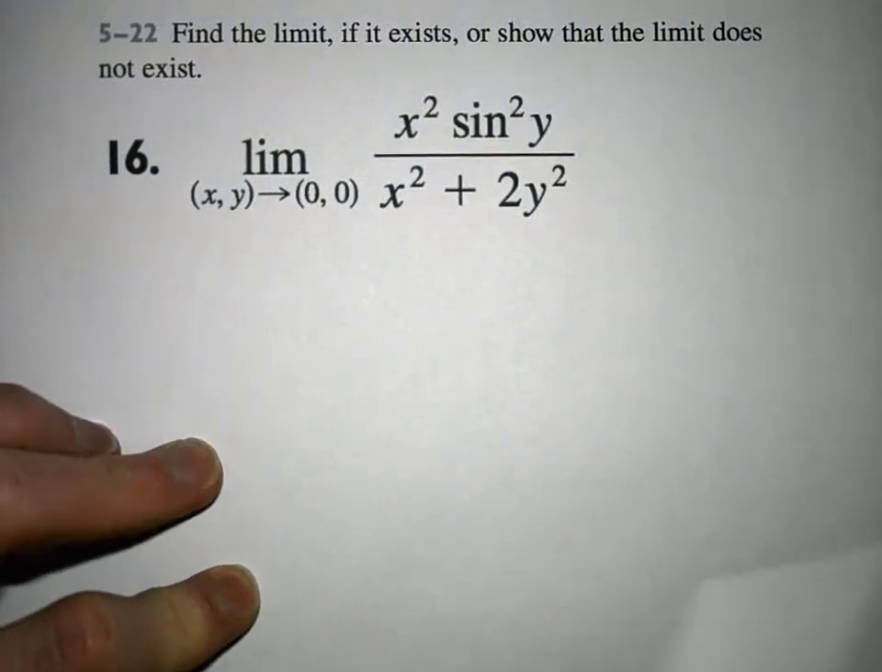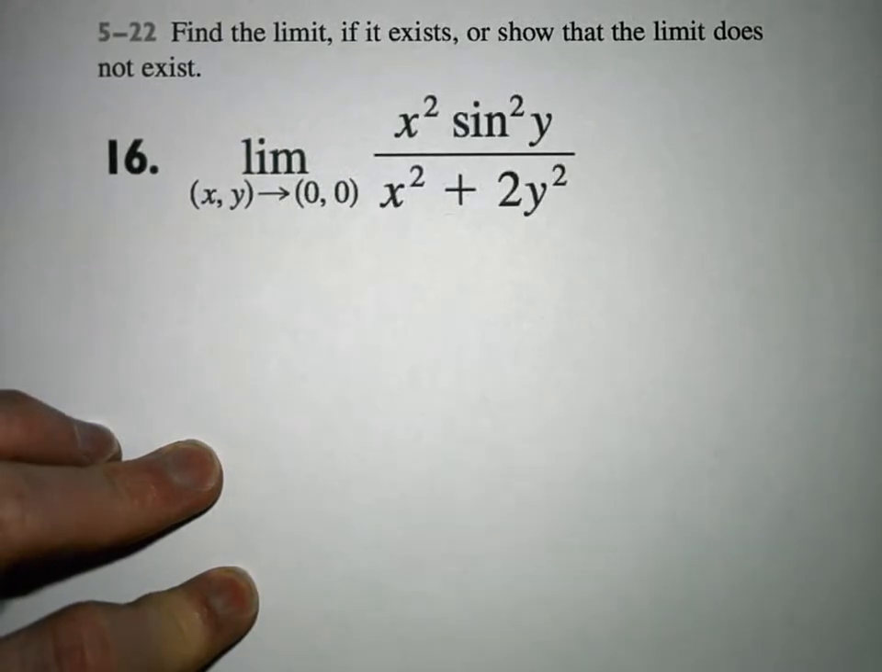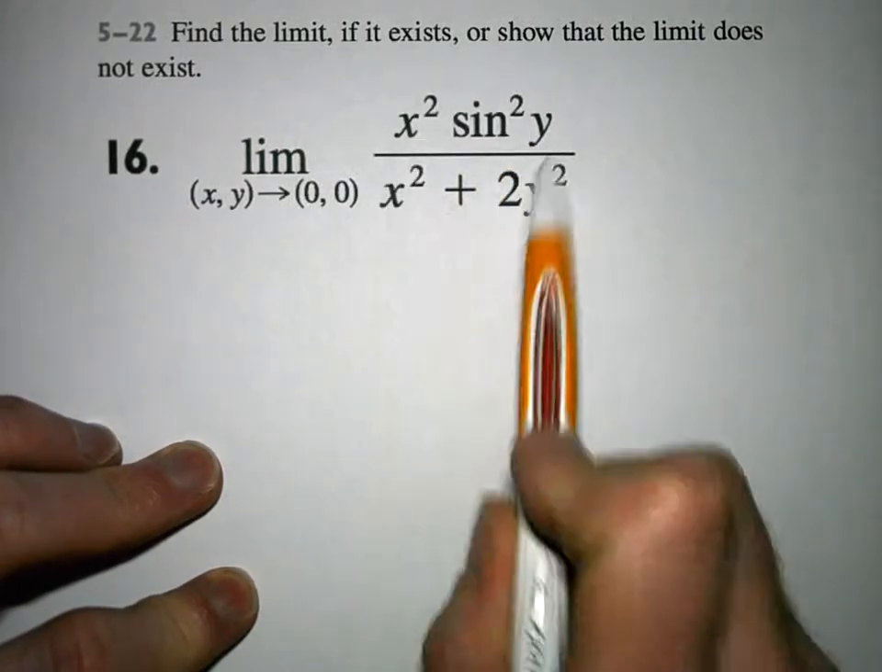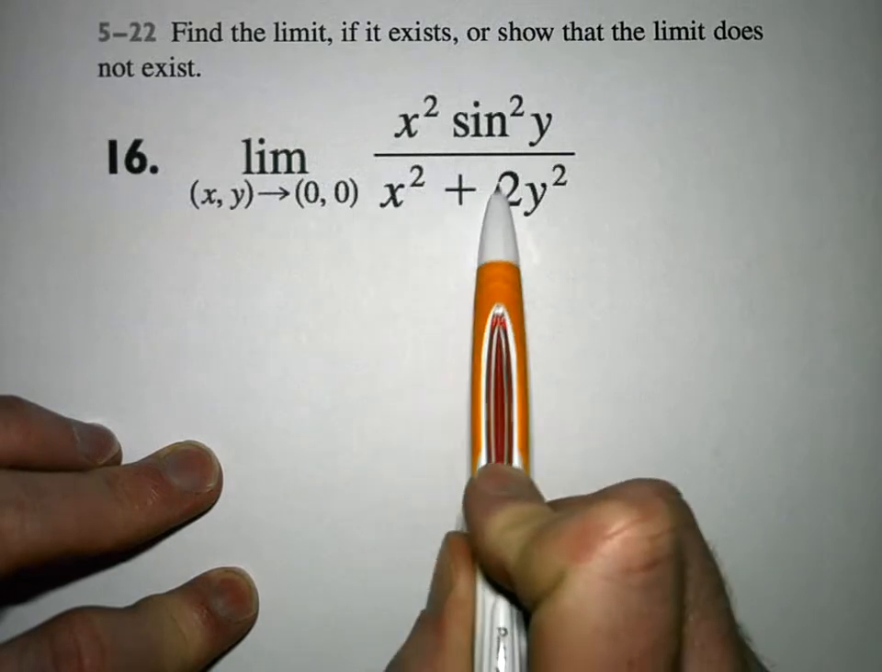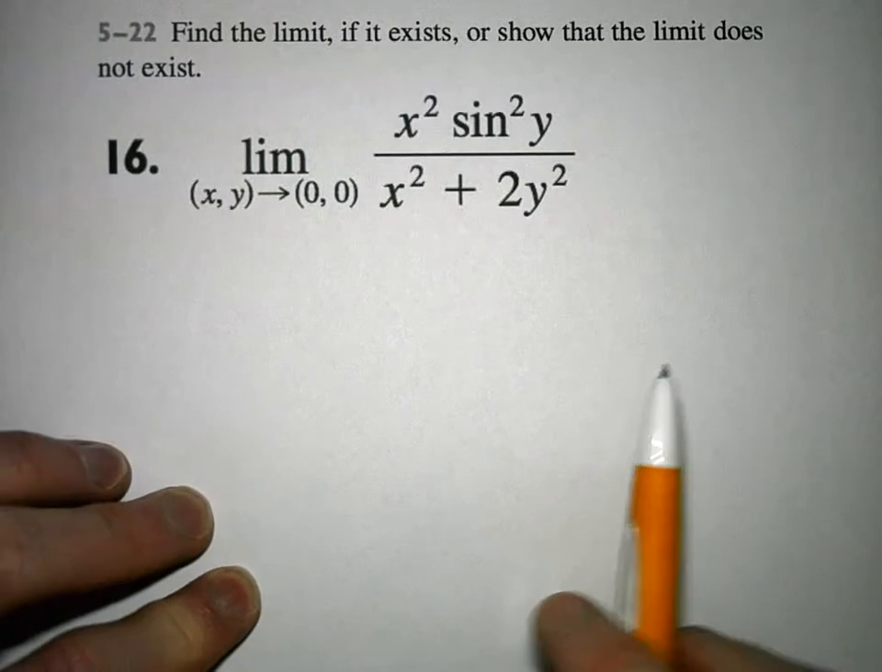Now always the first thing to do is just check whether it's a continuous function, because if it's a continuous function you can substitute in. Of course, if we substitute in here, we end up with 0 squared plus 2 times 0 squared, so 0 in the denominator. Okay, so we can't substitute in.